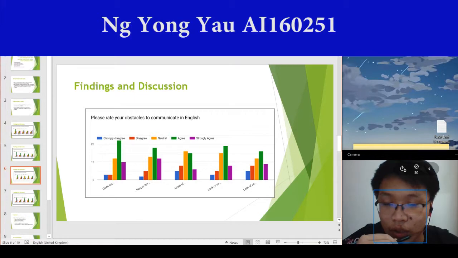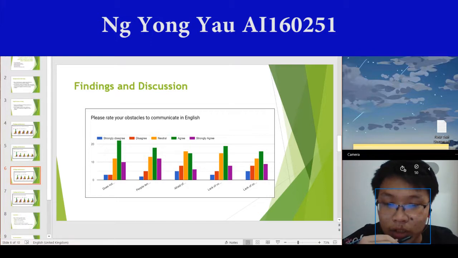First is not having a good environment. Second, people tend to reply in their mother tongue when they communicate in English. Third is being afraid of making mistakes when communicating in English. Fourth is lack of vocabulary, and last, lack of confidence.